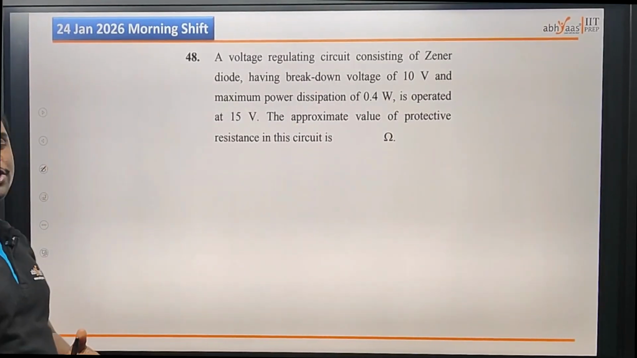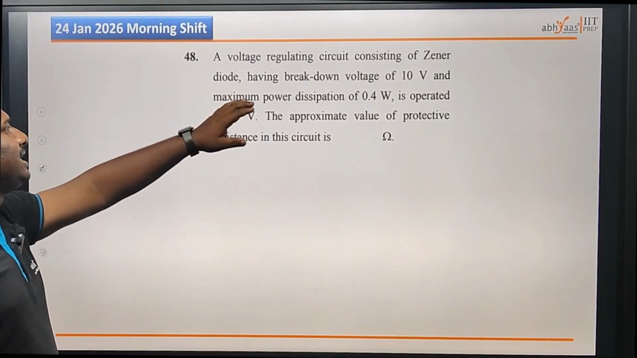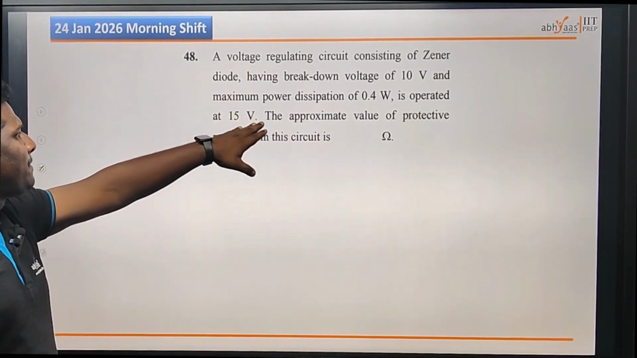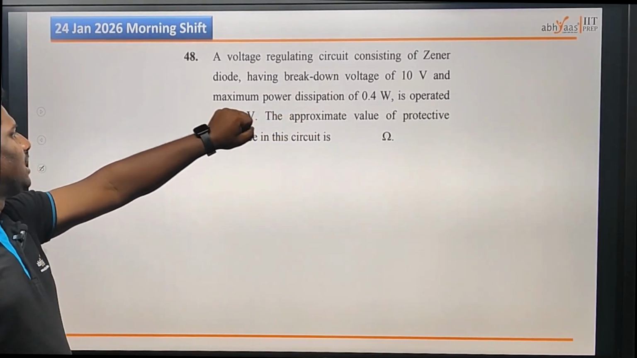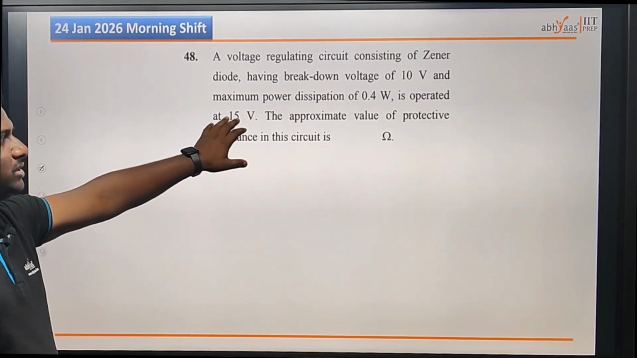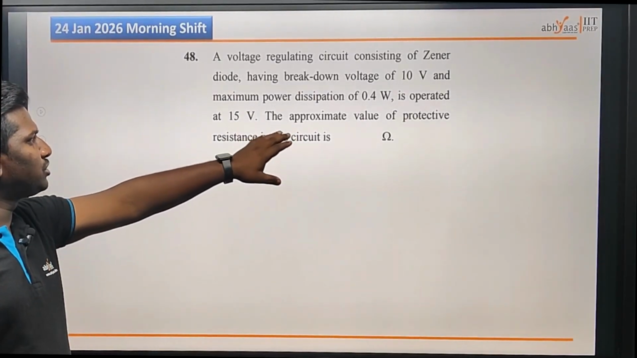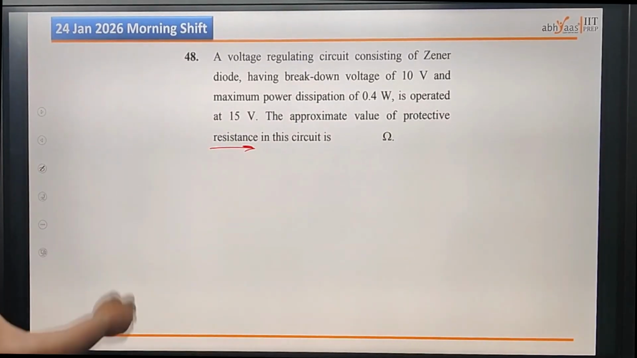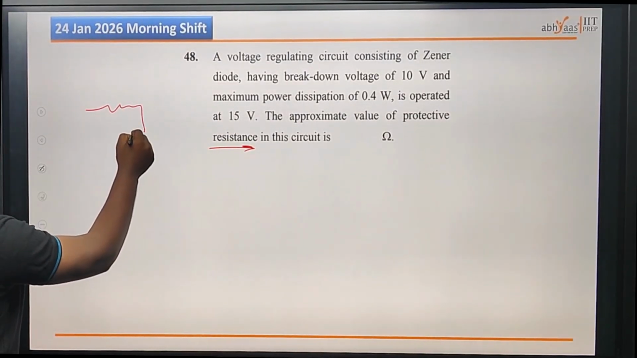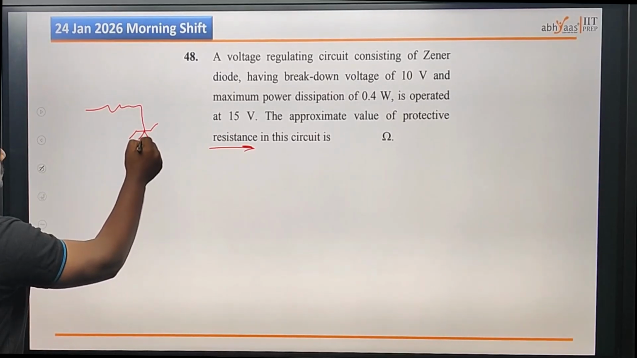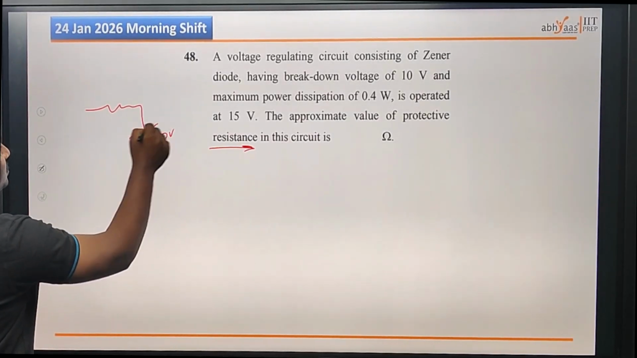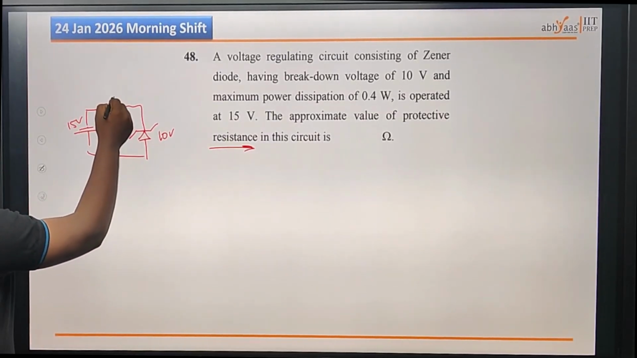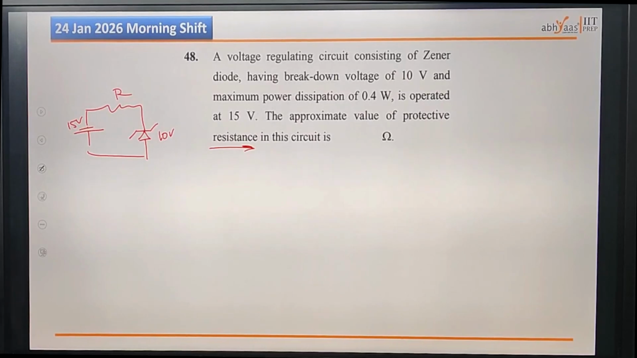So next question, see here, question number 48. A voltage regulating circuit consists of a Zener diode having breakdown voltage 10 volts and maximum power dissipated. They have given the power. The operation is at 15 volts. The approximate value of the protective resistance. So see here what they are asking. We have one Zener diode of breakdown voltage 10 volts and one more voltage of 15 volts and a resistance R. You have to find the value of R.